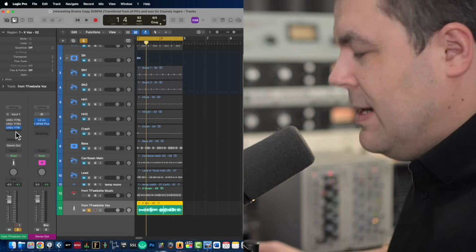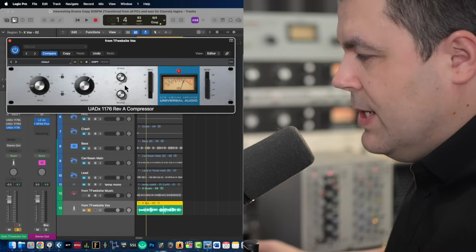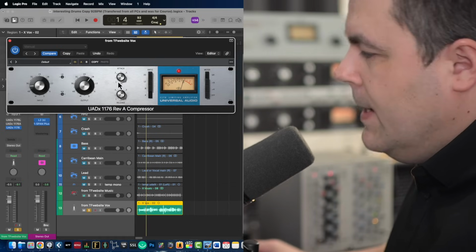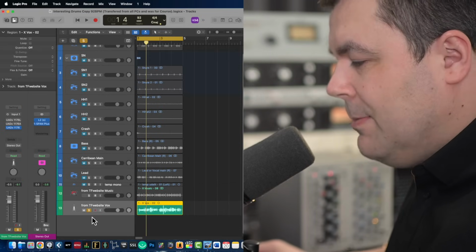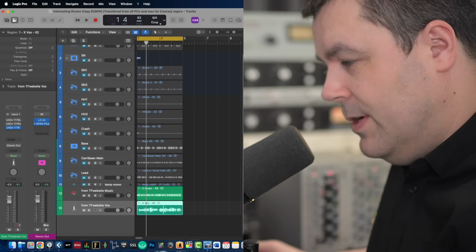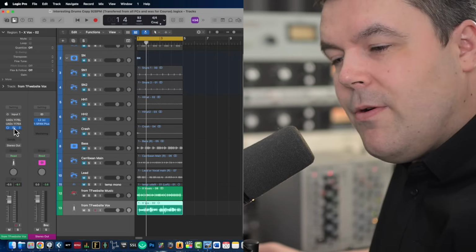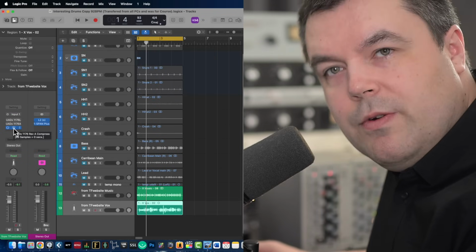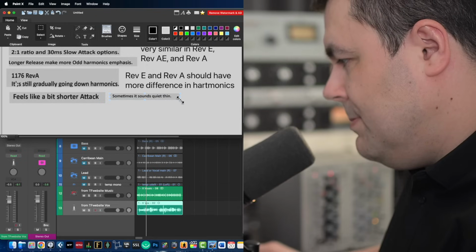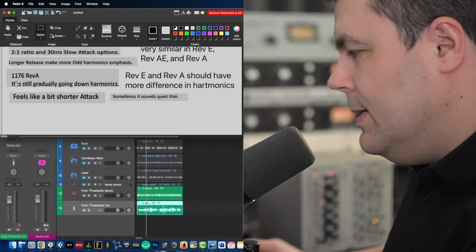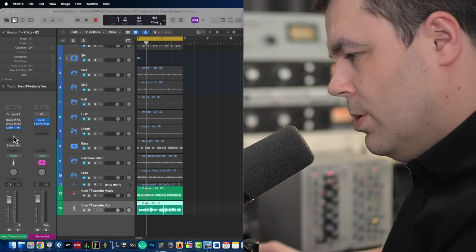So this compressor somehow feels, maybe due to tolerance or just due to a different design, a little bit smoother. I notice it all the time on drums, for example, if I use Revision A. Revision A is a rare thing. In fact, Revision A usually is Revision AB. So I'm going to say sometimes it sounds quite thin on some sources.